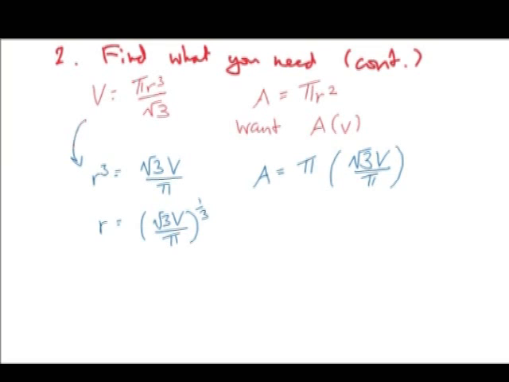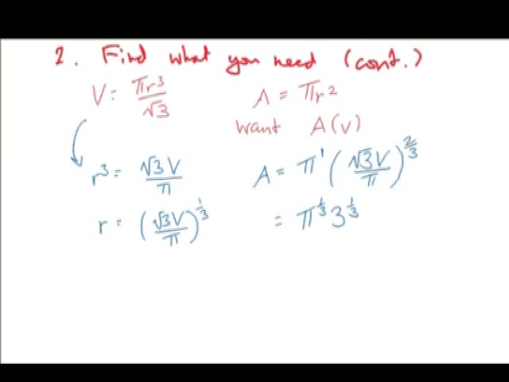Okay, now that's sort of what we have, but let's make things a little nicer. Collecting like terms, here's pi to the power of 1, and then divided by pi to the power of 2/3, you get pi to the power of 1/3. You've got root 3, which is 3 to the power of half, inside a power of 2/3. So half times 2/3 gives you 1/3. So you have 3 to the power of 1/3, and then v to the power of 2/3. Okay, cool. That's what A is.